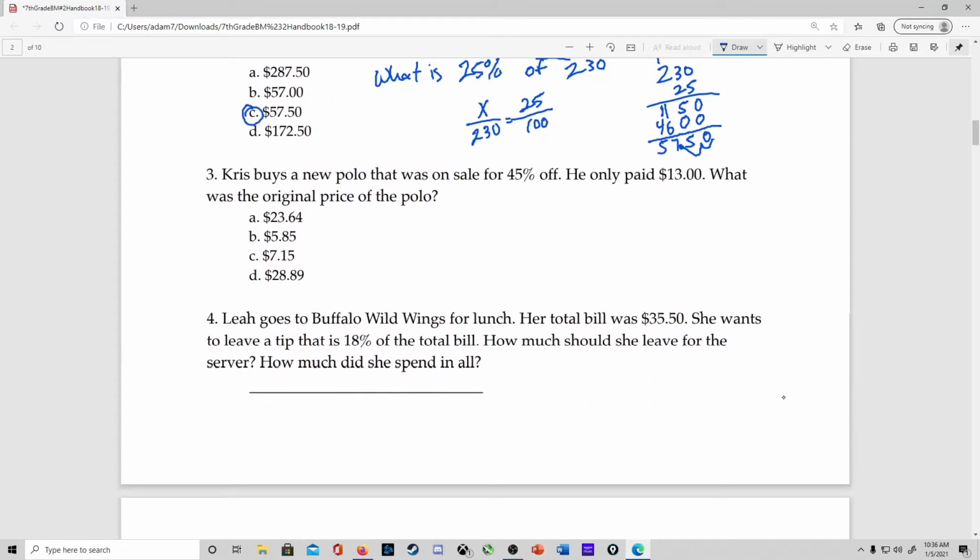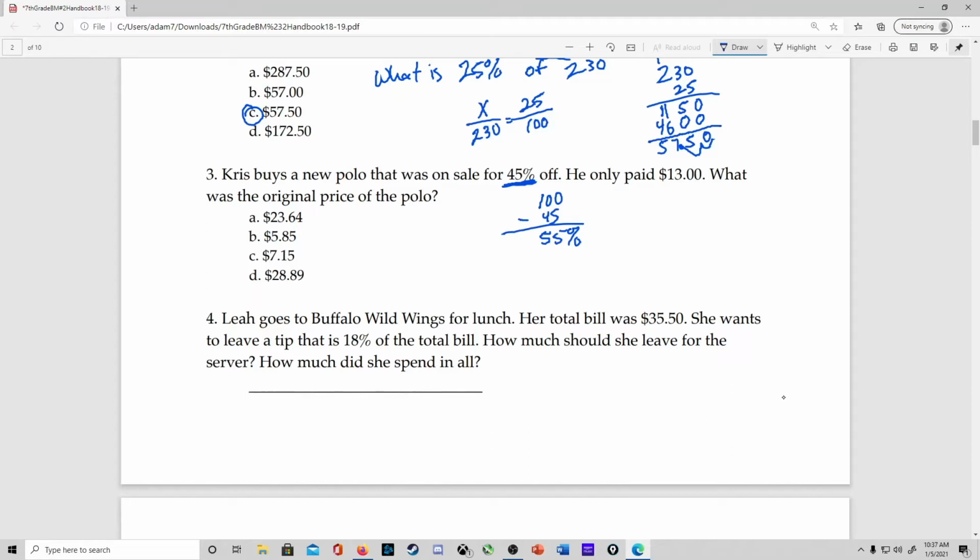On the third one, Chris buys a new polo that was on sale for 45% off. He only paid $13. What was the original price? So remember, if it's a discount, he got that off. So what percentage did he pay? Right? So we want to know. So 100% is total, and he got 45% off. So that leaves 55% is what he paid, because we want to find the original price.